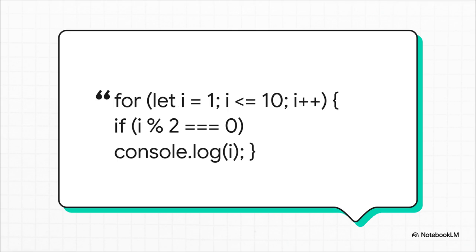And here's a beautiful example of a loop and a conditional working together. A for loop is methodically counting from 1 to 10, but inside that loop, we have an if statement that's filtering. It's asking, is the current number evenly divisible by 2? Only if that condition is true does it actually print the number. This is how you sift through data on the fly.